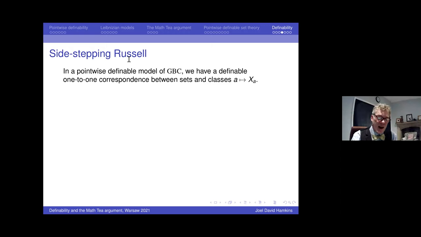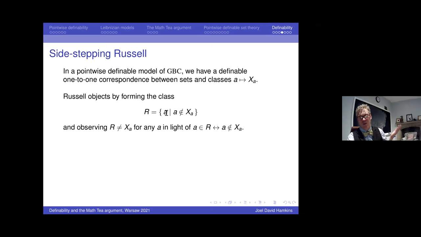So the idea, of course, is that Russell says, well, look, if you had that map, you can make the class of all objects that are not in the associated class, and that can't be equal to any of those classes because A is in the Russell class if and only if A is not in X_A. So this would be a new class. Yeah, that's the Russell argument. It seems to refute what I said here, that we can have a definable one-to-one correspondence. And let me explain what I mean by this now.